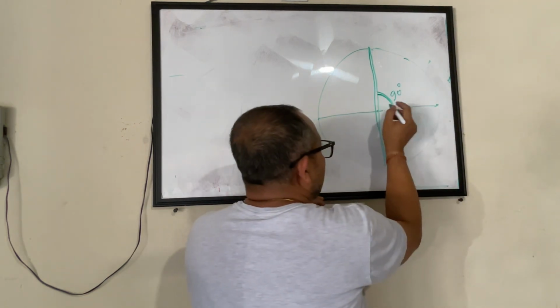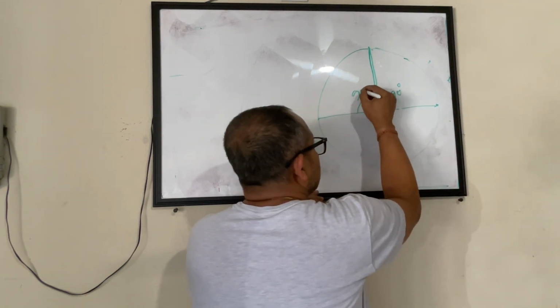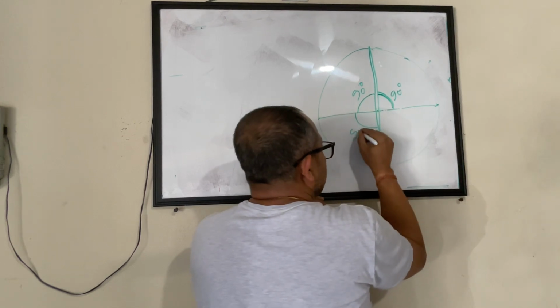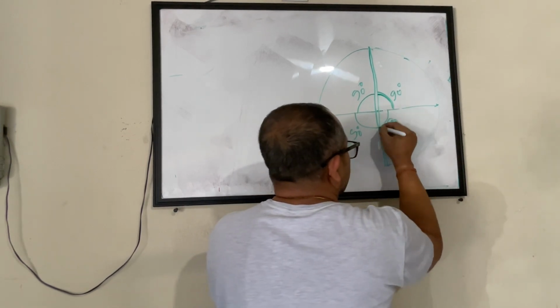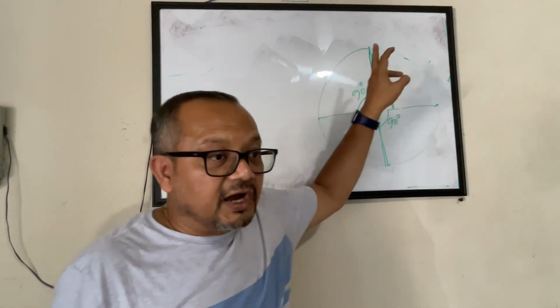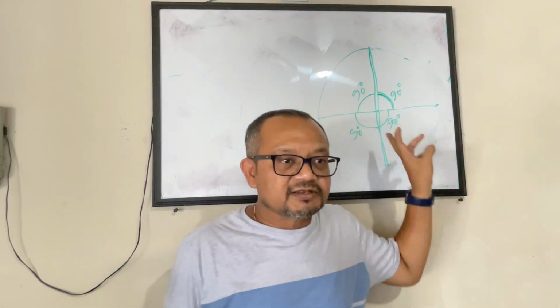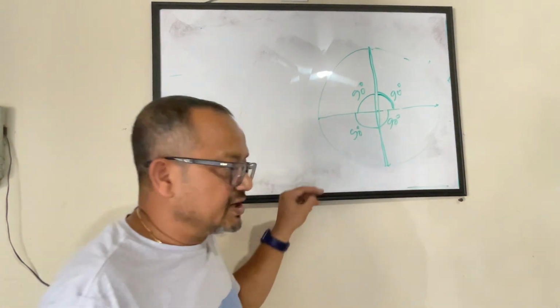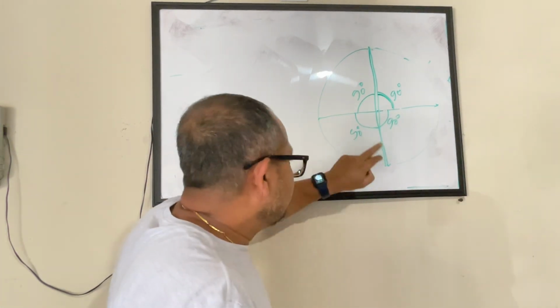These two lines are perpendicular to each other. This is also 90 degrees. This is also 90 degrees. This is also 90 degrees. So total angle inside a circle is 360 degrees. Okay? Or 4 right angles, whatever you call it.